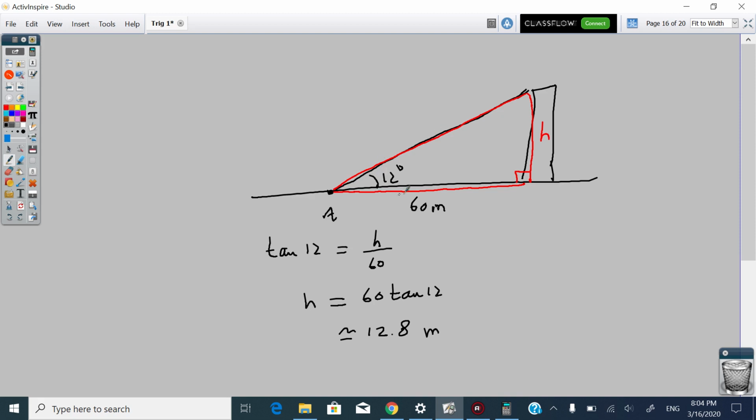The idea is to identify a right angle triangle, and obviously the building is upright, so this is a right angle here, and the height is the unknown. As far as this angle is concerned, h is the opposite and the 60 is the adjacent. So tan 12 is h over 60. So h equals 60 times tan 12, and that equals 12.8 meters high. So we have calculated the height of the building without actually having to measure it.